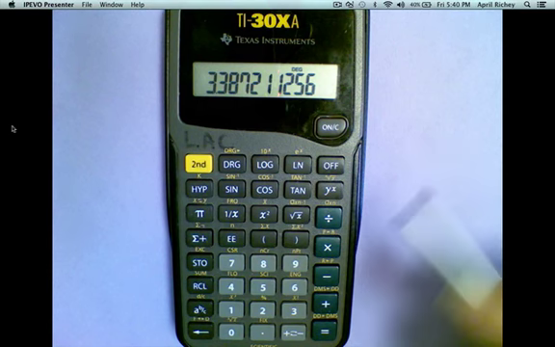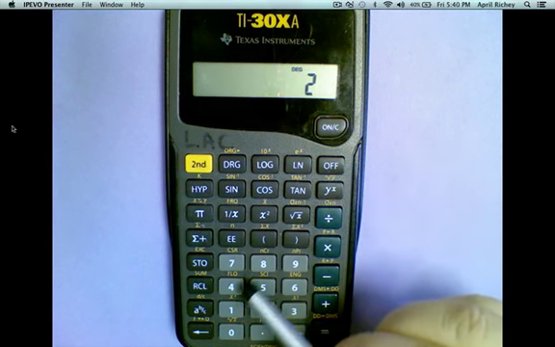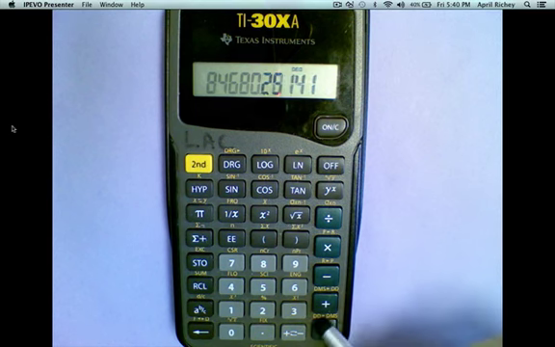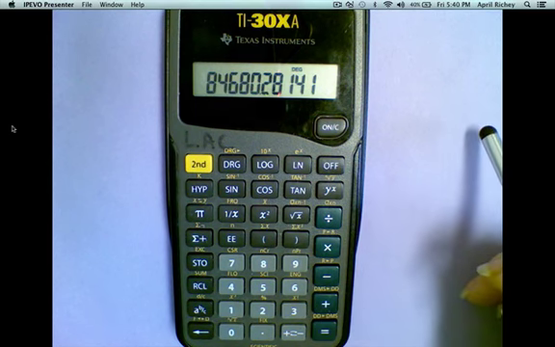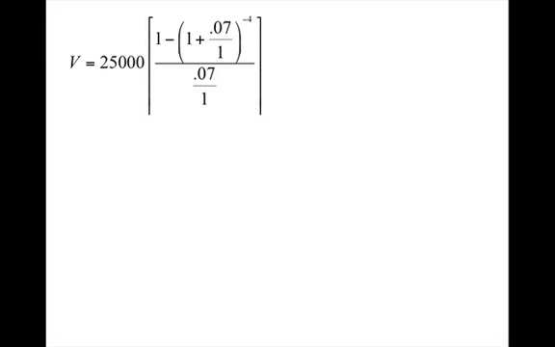Now leave that in your calculator and multiply by the 25,000. And that gives me 84,680.28141. So now let's look at what we did on the calculator, and I'm going to list the steps on paper. So as I go through this, you try this on your calculator and check yourself with the steps that I'm listing. So first we said 1 plus 0.07 divided by 1, and we got 1.07.